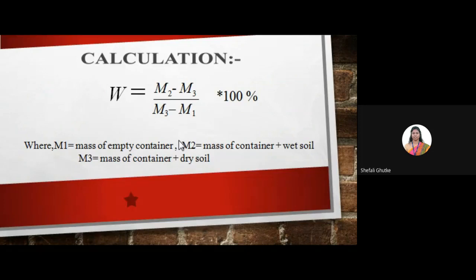So the water content again, W, will be (M2 minus M3) divided by (M3 minus M1), where M1 is nothing but the mass of an empty container, M2 is the mass of a container plus wet soil, and M3 is nothing but the mass of a container plus dry soil.